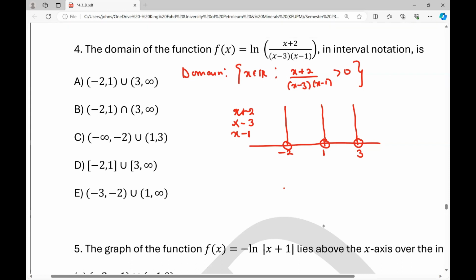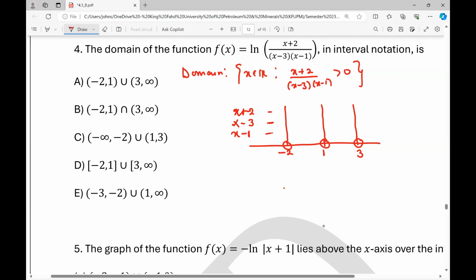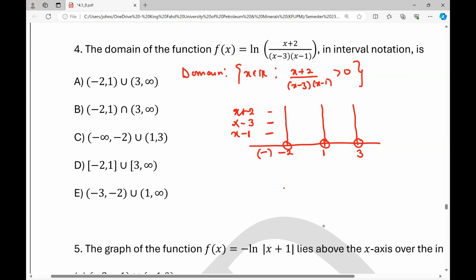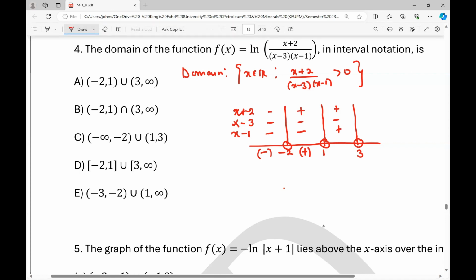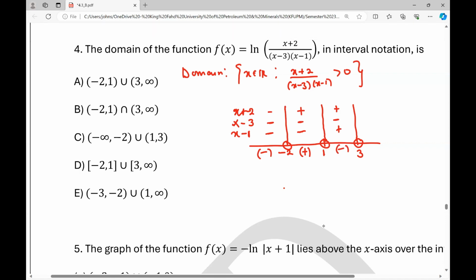So if you substitute minus 3 here, this is going to be negative, and this will be negative, and this will be negative. So eventually we're going to have negative here. Between minus 2 and 1, we can use 0. This is going to be positive. This will be minus, and this will be minus. So we will have positive. Between 1 and 3, we can use 2. This will still be positive. This will be minus. This will be positive. So this becomes minus. And then you can use 4.